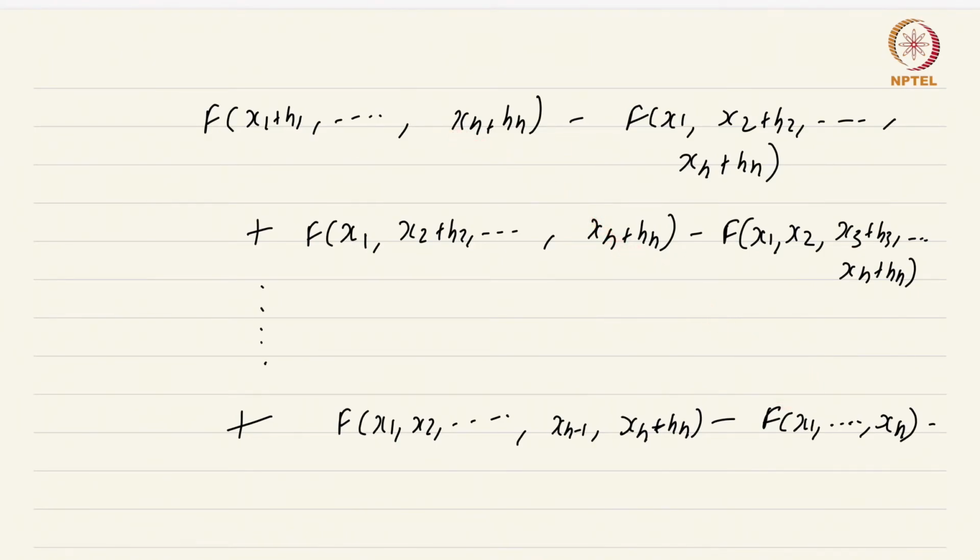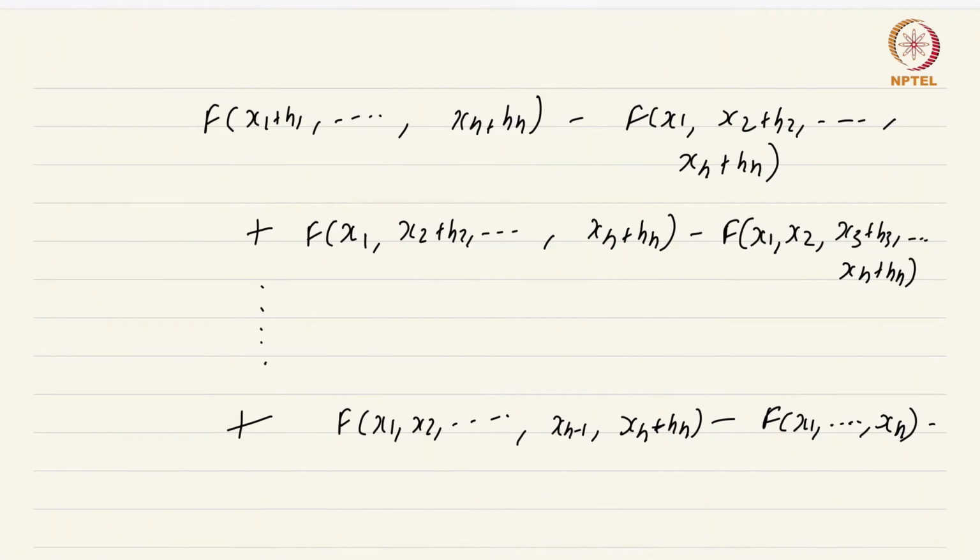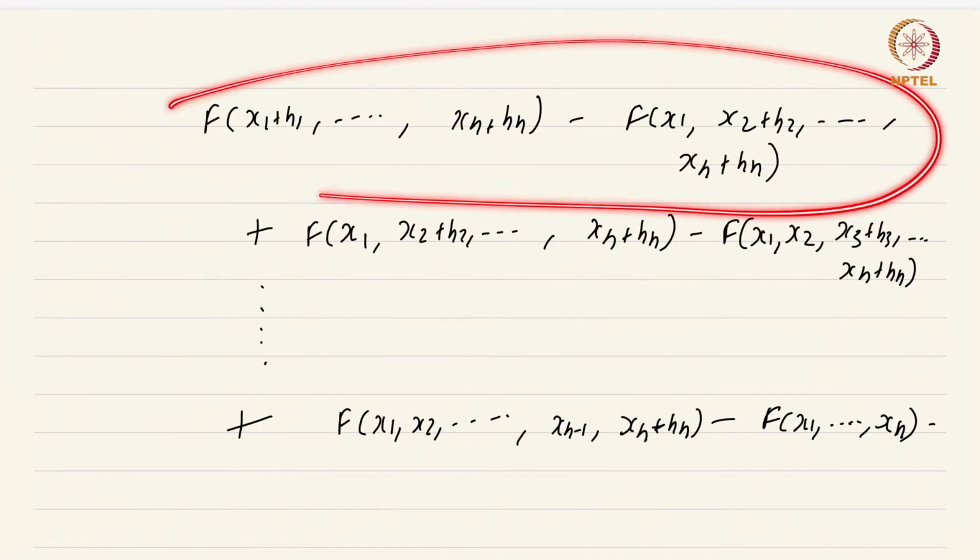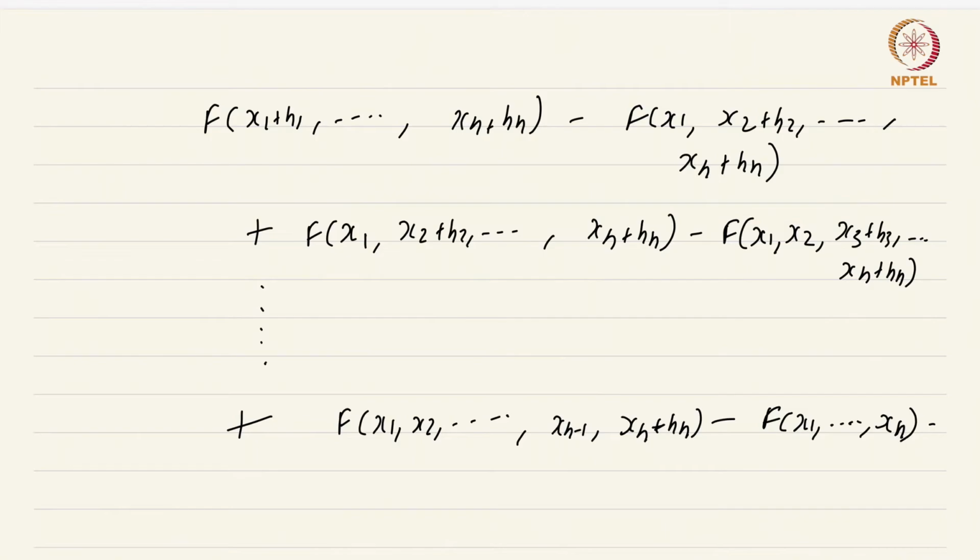Now what we are going to do is we apply the mean value theorem to each such pair, observing that in this difference only one variable is changing. So we can apply the mean value theorem to each pair.